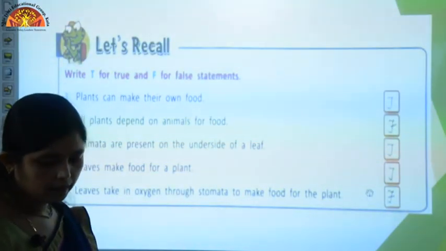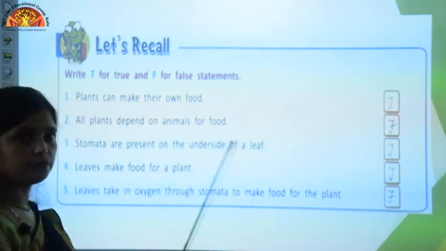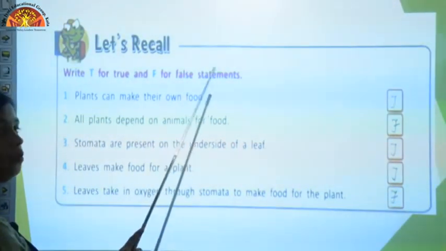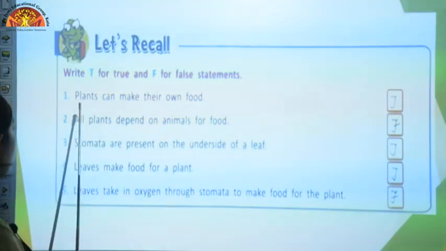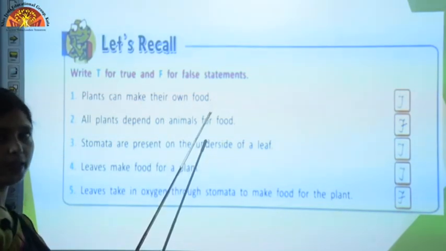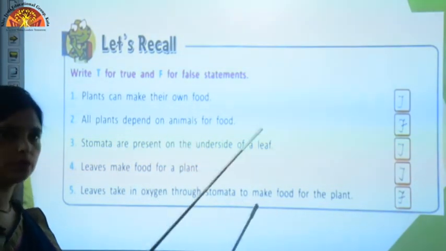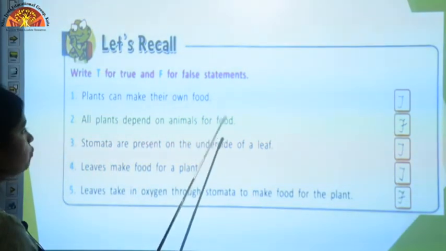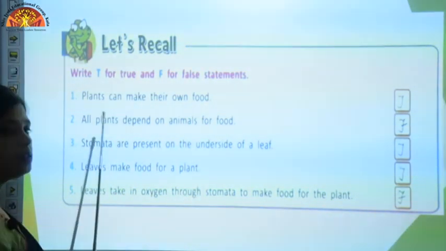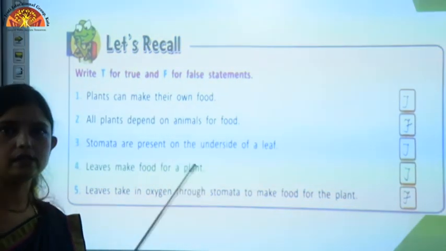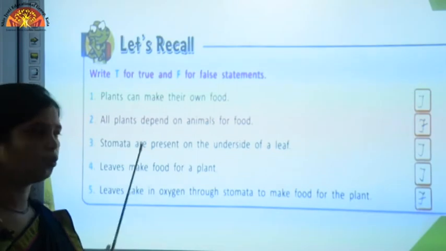Now, we move to next exercise. Let's recall, it's given on page number 50. Write T for true and F for false statements. Now, plants can make their own food. So, children, this is the correct statement. That's why we call them as producers. So, T will come here. All plants depend on animals for food. Now, this is a wrong statement because all animals depend directly or indirectly on plants for their food.